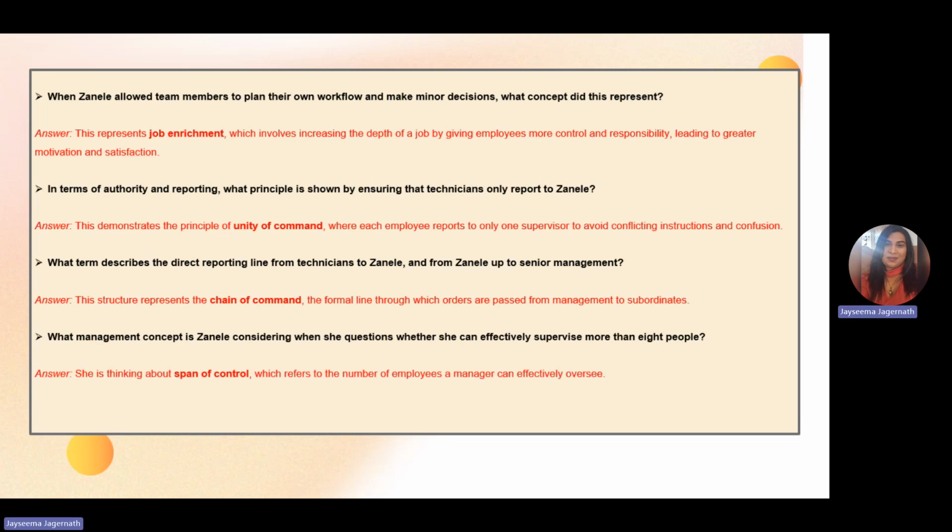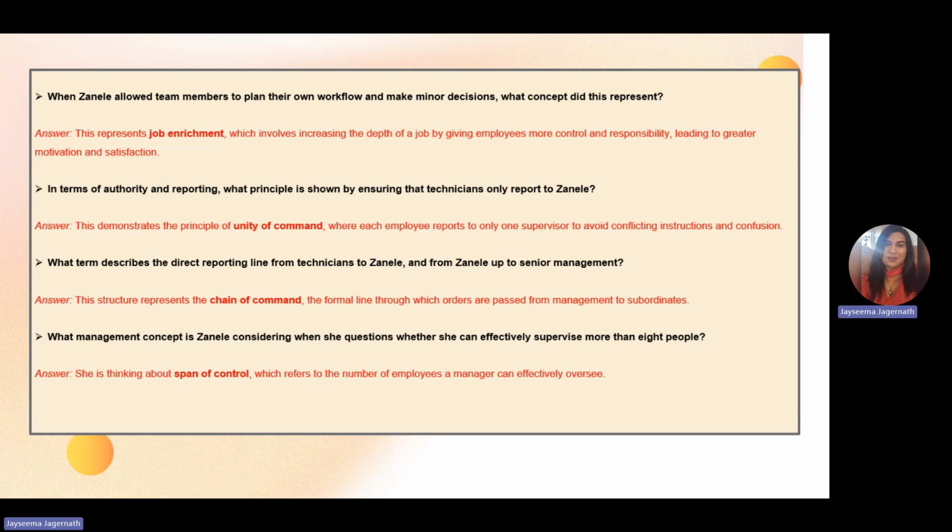And then what management concept is Zanele considering when she questions whether she can effectively supervise more than 8 people? Okay, she's talking about span of control. And span of control reflects how many people one manager has to control or take charge of. And this number varies, okay? Anything too large, the manager cannot effectively run it. Anything too small, and the manager might get a little bit bored or start to micromanage.